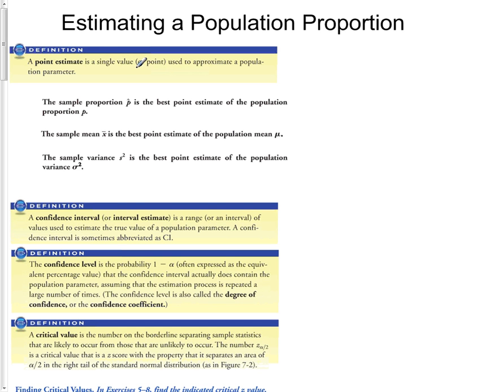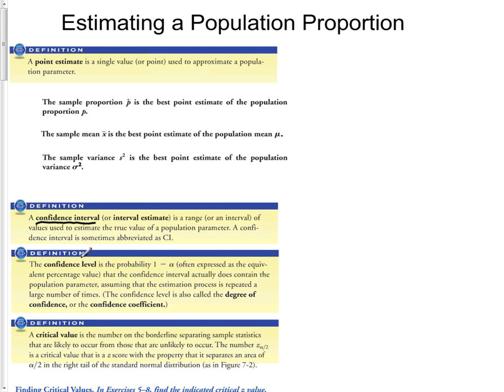So in order to give some confidence to my estimate, to make my estimate a little bit more reasonable, what I do is I create an interval estimate. Instead of giving a single number for my estimate, I'm going to make a range of values be my estimate. And that's where we get this definition, a confidence interval, or an interval estimate. Notice up here we have a point estimate. Now we have an interval estimate. So an interval estimate is a range or interval of values used to estimate the true value of a population parameter. A confidence interval is sometimes abbreviated CI.